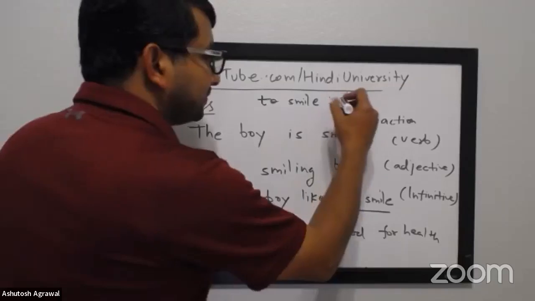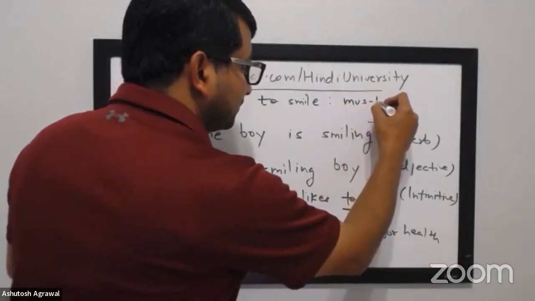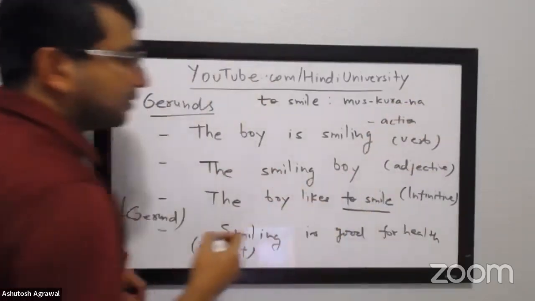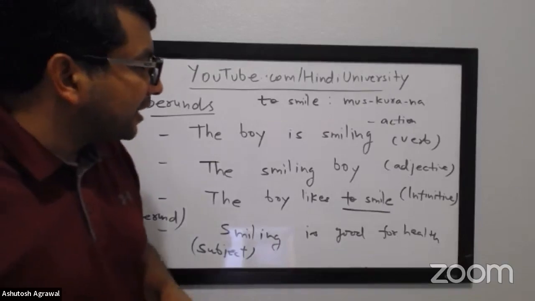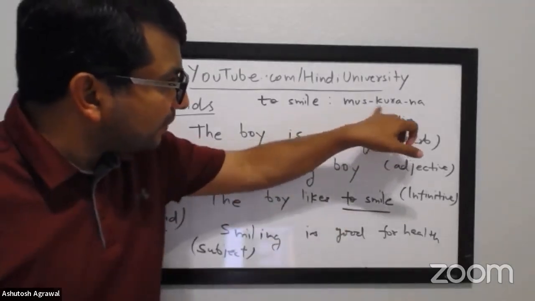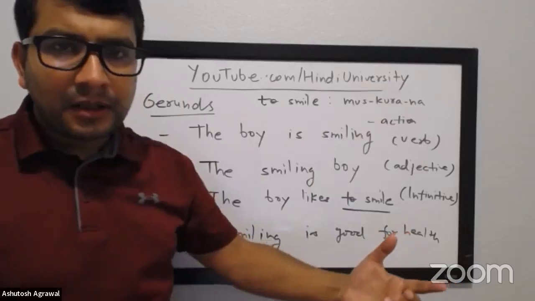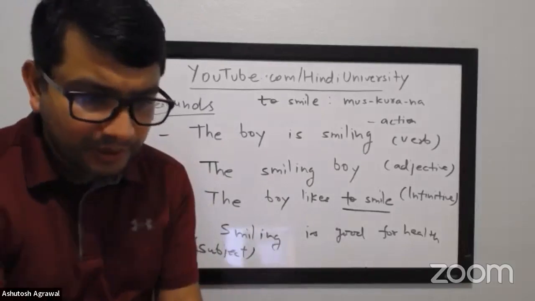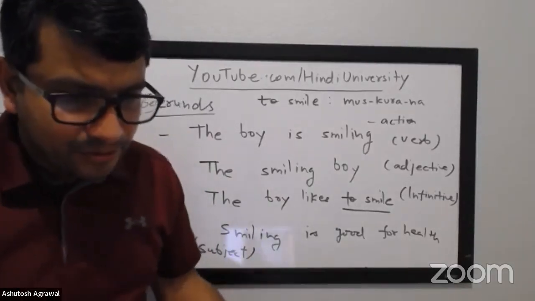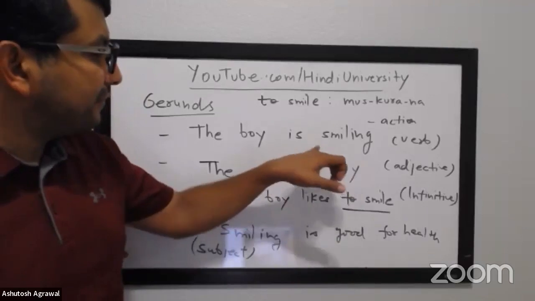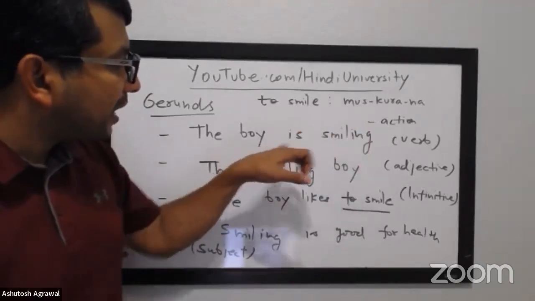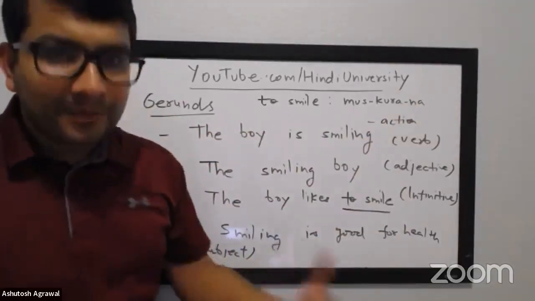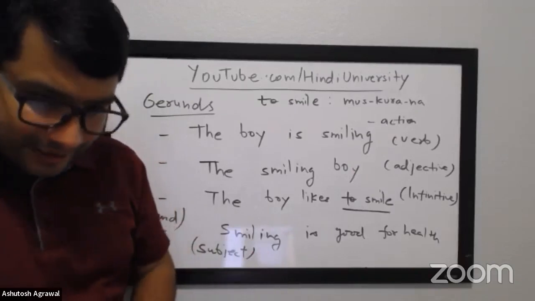Ladka muskan kar raha hai. Oh no, sorry. Ladka muskura raha hai. So it's muskurana. I wrote it separately, but muskurana. If you want to keep it simple and say hasna, which is to laugh, that's okay as well, because it's slightly easier to say hasna. So in the same sentence, you can say ladka muskura, remove the na, and raha hai. Ladka muskura raha hai. Right? Continuous.